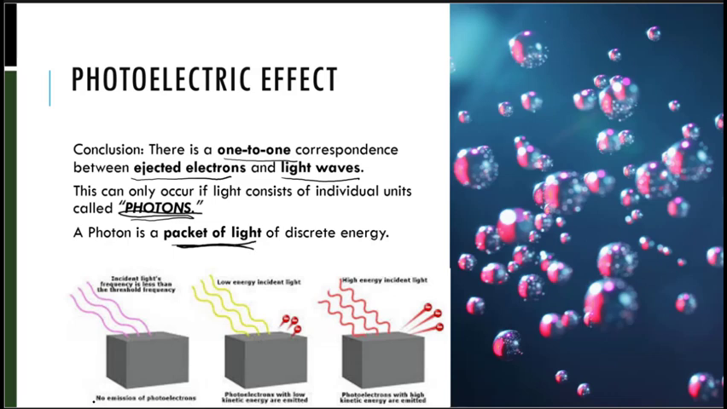Here we can see that there is no emission because the energy hitting that metal is not reaching that threshold frequency. Here we can see that we have low energy light. It has hit the threshold frequency, and we can see that there are some electrons being emitted, low energy. With high energy light hitting, we can see that there is higher energy of electrons, those photoelectrons being emitted.